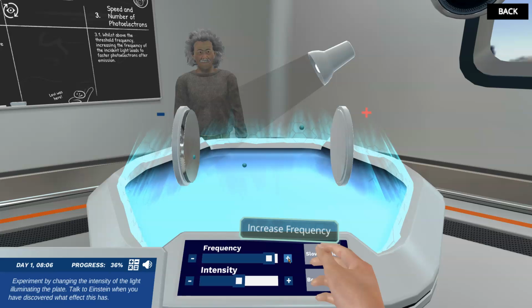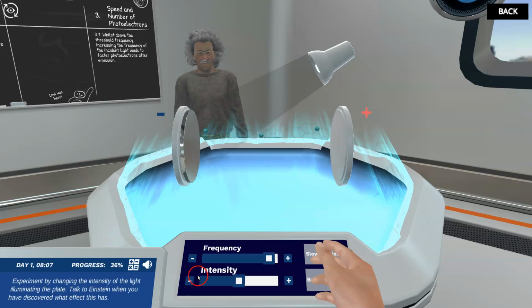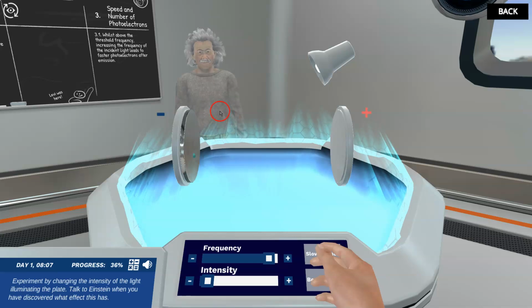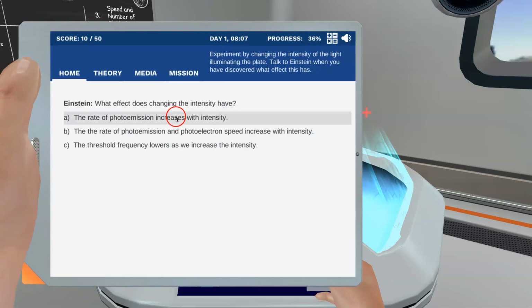Now, we should see how changing the intensity affects things. This time, I'll let you make your own observations. Let me know when you find something. What effect does changing the intensity have?